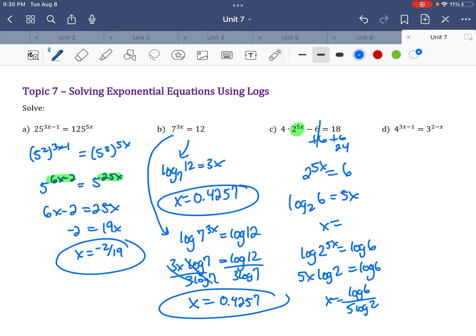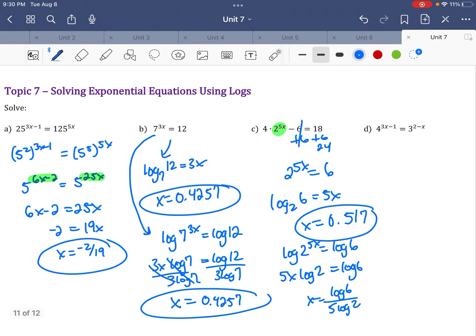So either way, I'll just put it on my calculator because I already showed you how to do it before. Divided by 5. All right, so 0.51699, so we'll say 0.517.